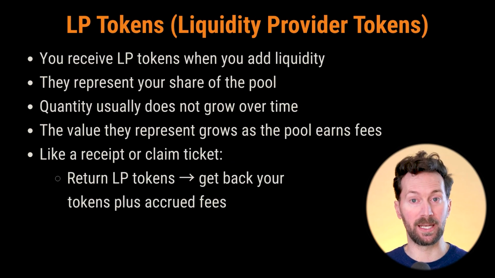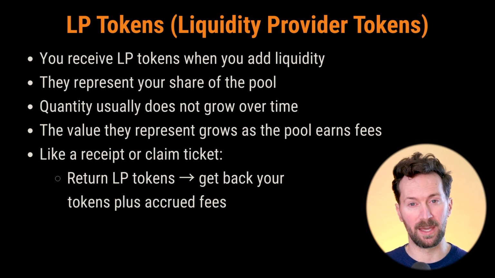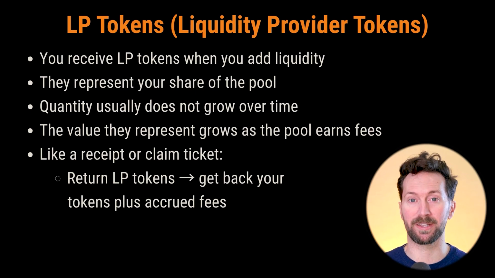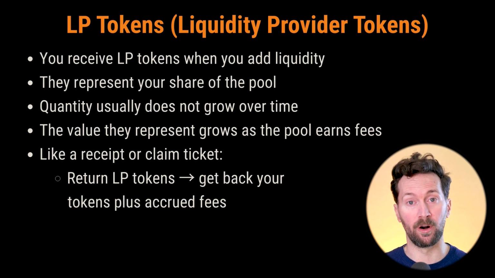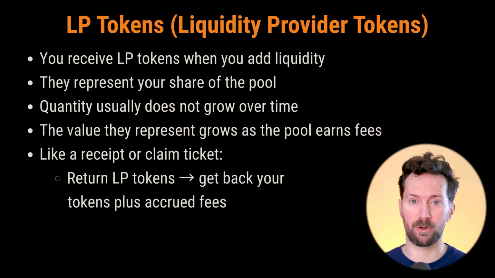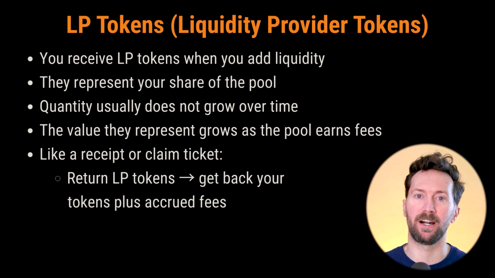LP tokens, liquidity provider tokens. When you add liquidity to a pool, the protocol gives you something in return, LP tokens. These LP tokens represent your share of the pool. They usually do not increase in quantity over time. Instead, the value they represent grows as the pool earns trading fees. You can think of LP tokens as a receipt or a claim on your portion of the pool. When you withdraw your liquidity, you hand the receipt back, and the protocol gives you your underlying assets plus any fees that have accrued to your share.